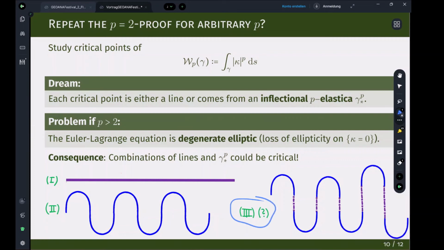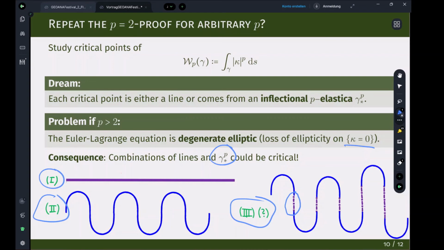So type 3 critical points: type 1 critical point is maybe the line, type 2 critical points are maybe those gamma star p, which also exists definitely as a critical point, and type 3 critical points are now possibly combinations of those two. And I can actually combine them, since I lose ellipticity on the set where the curvature is 0. So I could combine a line where the curvature is 0 with a part of this p-elastica, and it could be critical. I don't know.